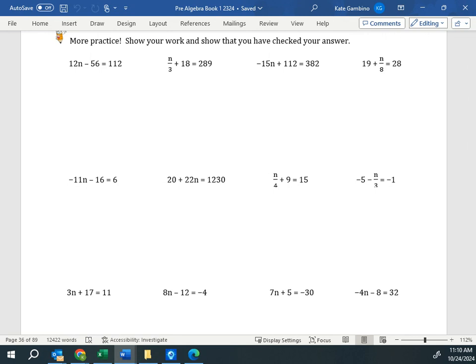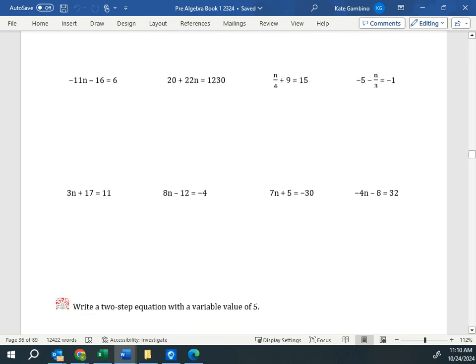When we have a negative 5 minus n over 3, what is the first thing we're going to do? Let's look at this. Negative 5 minus n over 3 equals negative 1. What do you think our first step should be? What do you think, Eleanor?